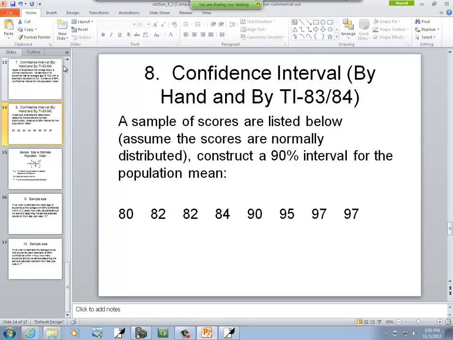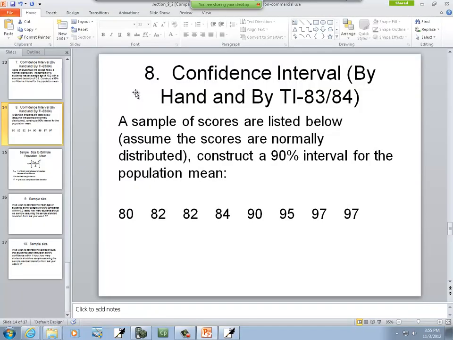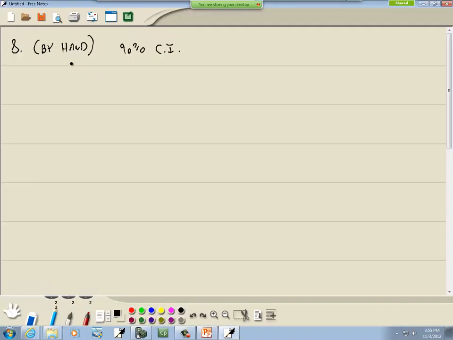Okay, sample scores are listed below. Assume the scores are normally distributed. Construct a 90% interval for the population mean. So we want a 90% confidence interval, that is. Okay, so we got some numbers.